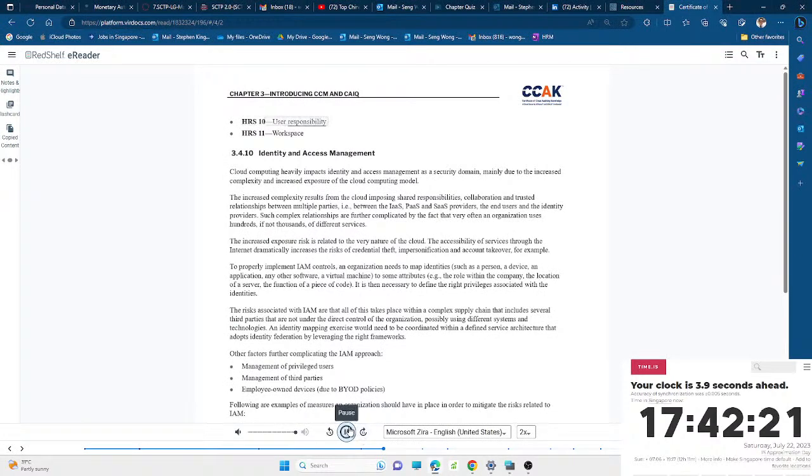HRS 10 User Responsibility, HRS 11 Workspace. 3.4.10 Identity and Access Management. Cloud computing heavily impacts identity and access management as a security domain, mainly due to the increased complexity and increased exposure of the cloud computing model.